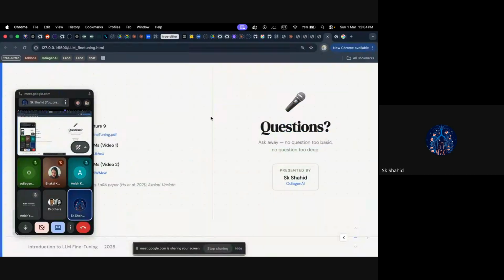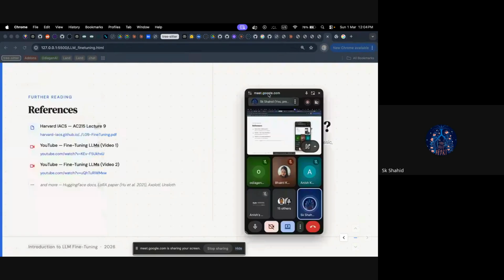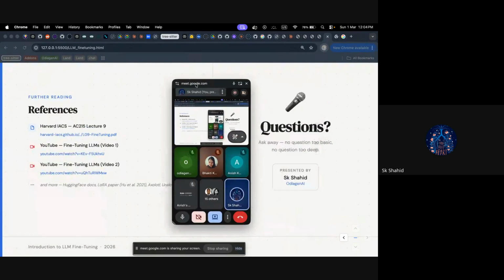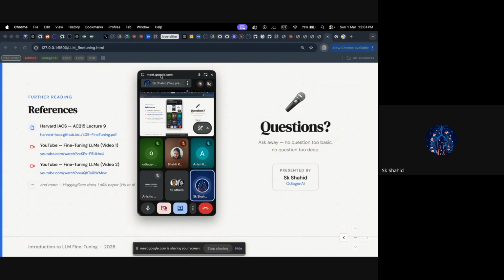Okay, so these are some of the references that I used to collect information. So these are the references, and any more questions, we are open to answer them.